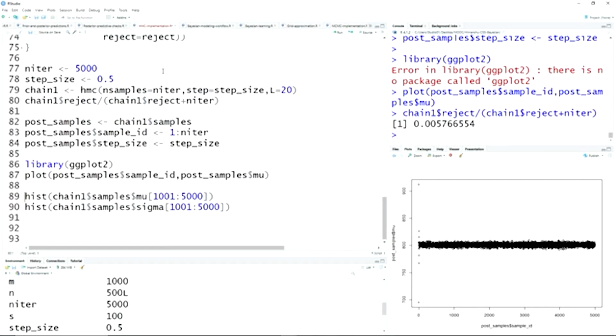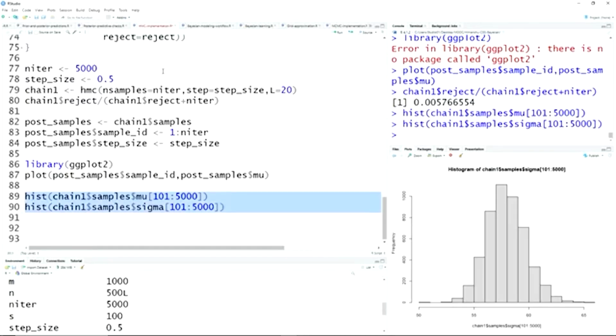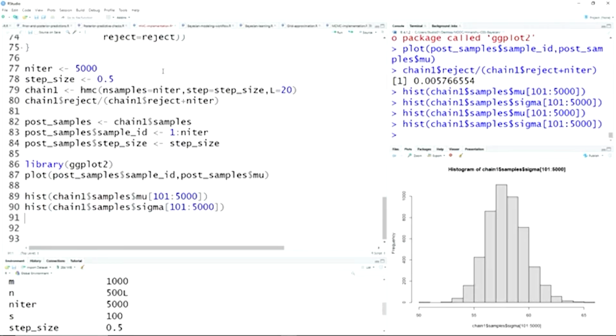Now you do not need to burn in too many samples. Even if you, let's say, start at 101, you will get really good posterior recovery. See, no problem.